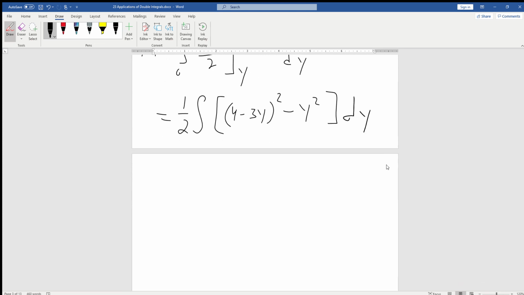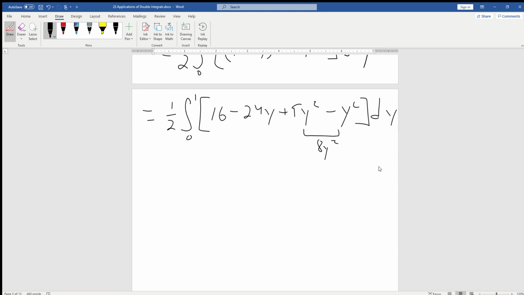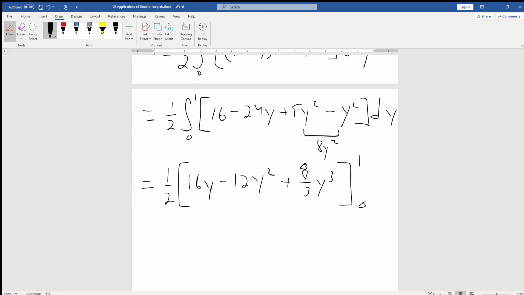Or, if we simplify that, that's going to be 1/2 the integral from 0 to 1. I'm going to FOIL this out, so we're going to get 16 minus 24y plus 9y squared minus y squared dy. And clearly this is just going to be 8y squared. So now we're just going to integrate term by term to be able to figure out what the mass is. So we're going to have 1/2 times (16y minus 12y squared plus 8/3 y cubed). That's an 8. Okay. And that's going to go from 0 to 1.